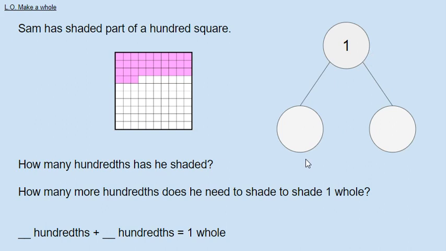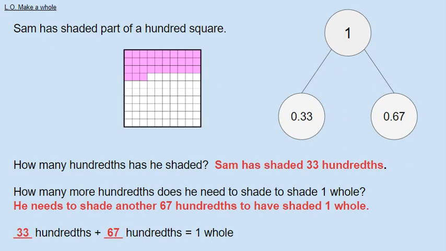Have a think about that. Pause the video if you need it. Say that sentence out loud. And yep, pretty sure you guys got that one right. Sam has shaded 33 hundredths and he needed 67 hundredths to make the whole.